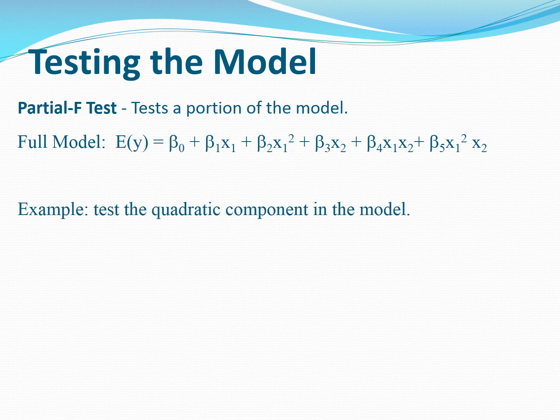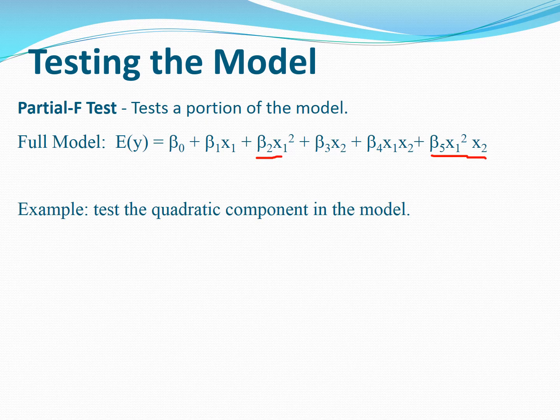Take a look at this model here. Which terms in this model would you say are the quadratics? Now you've got to go back to our model terms talk. What makes a term a quadratic? Well, the squared term. Here's a quadratic term. Here's a quadratic term. Those would be the quadratic terms I want to test.